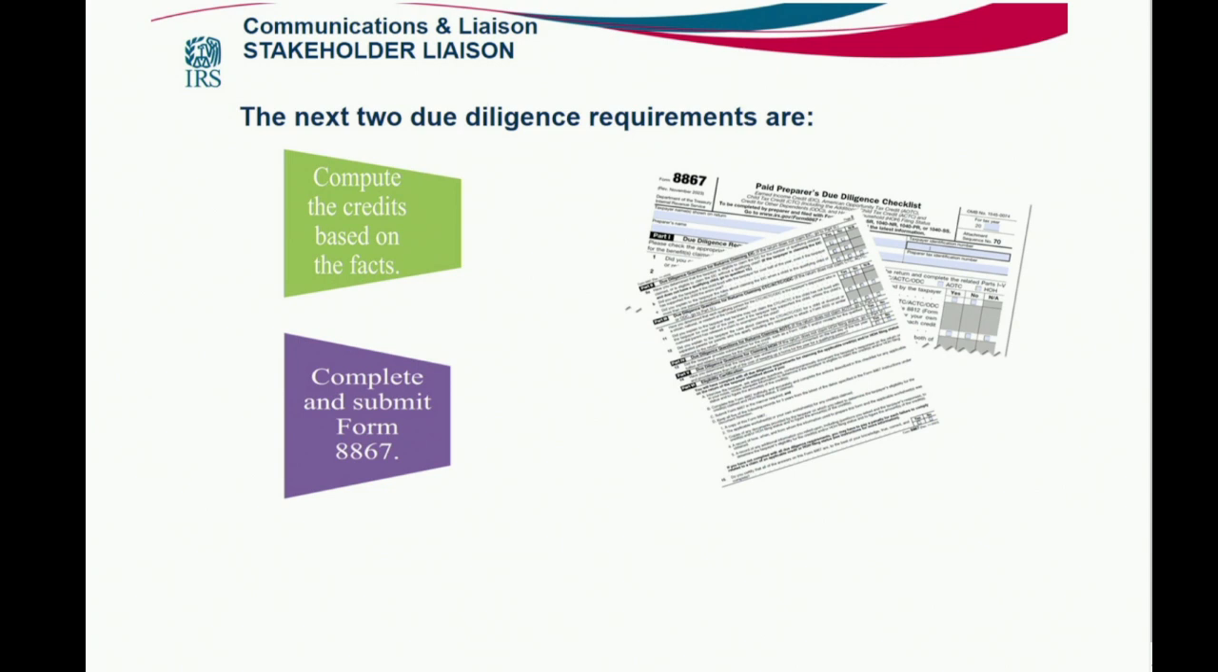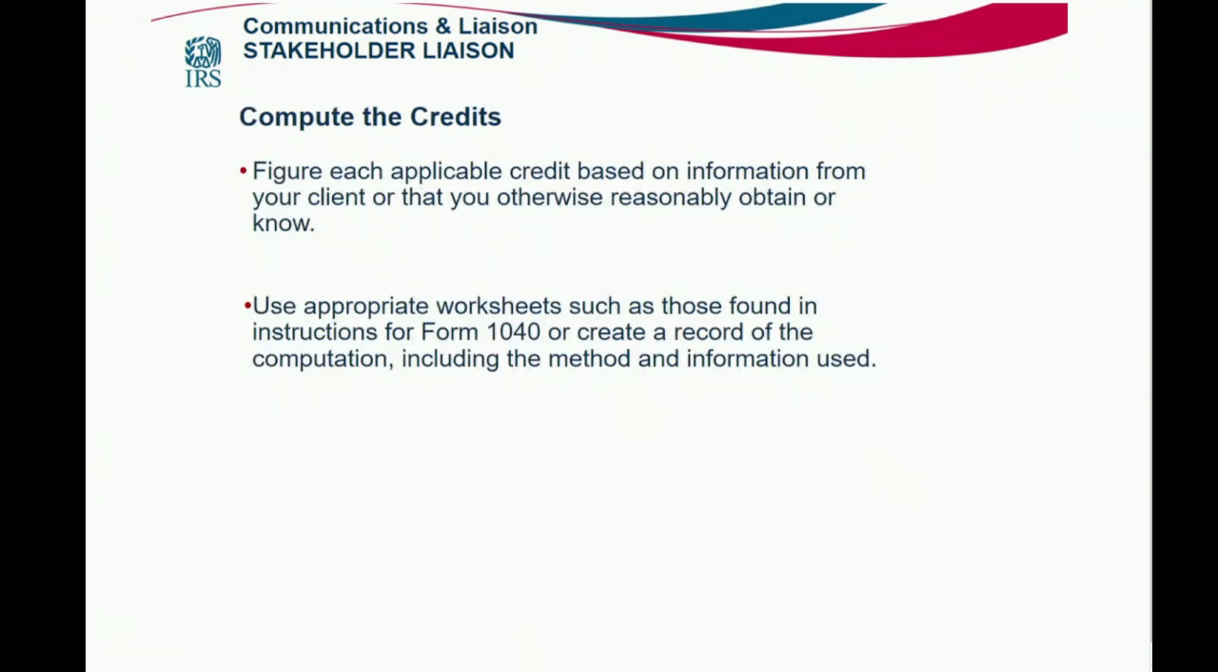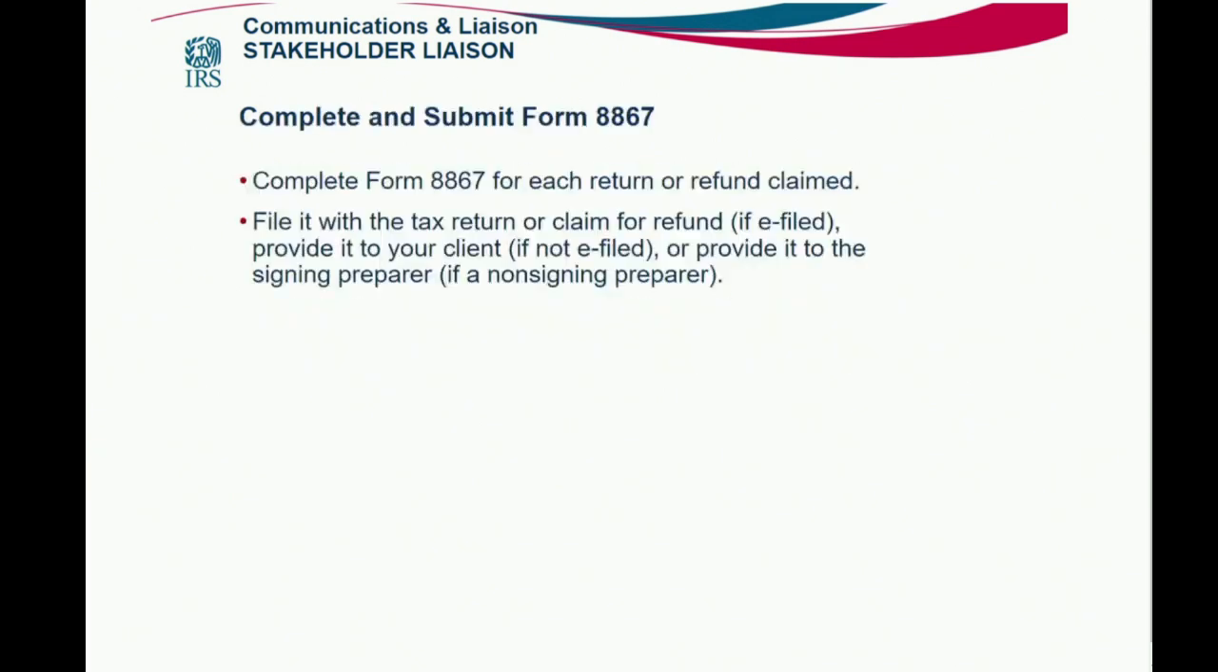You will be able to compute the credit based on the facts and complete and ultimately submit that Form 8867, the Paid Preparer's Due Diligence Checklist. So what do these two requirements entail? Well, the worksheet requirement relates to computing the applicable credits using the appropriate worksheets or your own similar worksheets, as long as they contain the same information as the IRS worksheets. You must do this based on information obtained from your client or information you otherwise reasonably know. The worksheets are included with most professional tax preparation software.